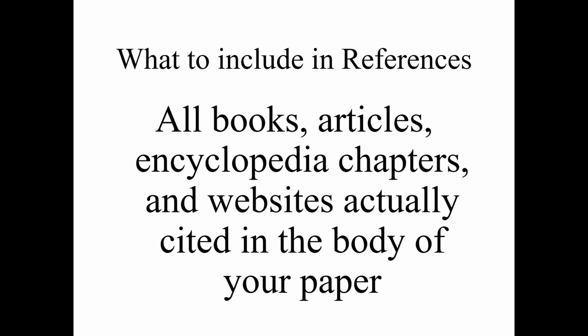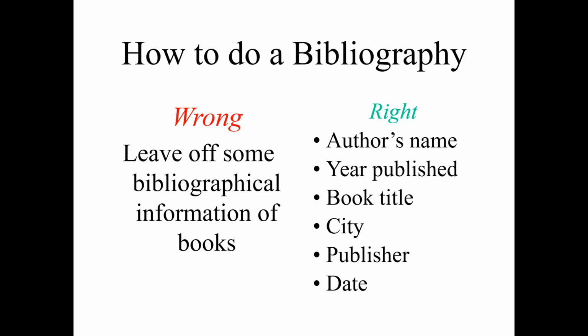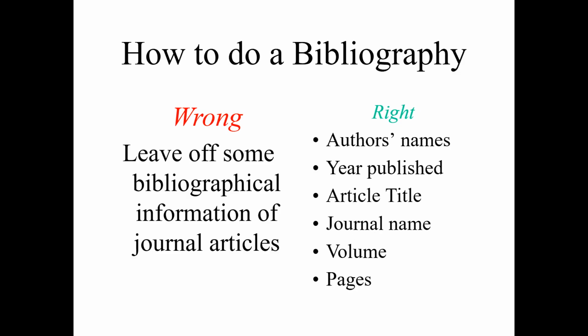I want to see all books, articles, and encyclopedic chapters, and even websites actually cited in the body of your paper appear in your reference list. If you're citing a book, I want to see author's name, year published, book title, city of publication, publisher, and of course the date of publication.